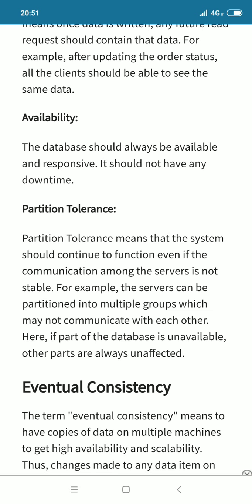So partition tolerance means that the system should continue to function even if the communication among the servers is not stable. For example, the servers can be partitioned into multiple groups which may not communicate with each other. Here, if part of the database is unavailable, other parts are always unaffected.